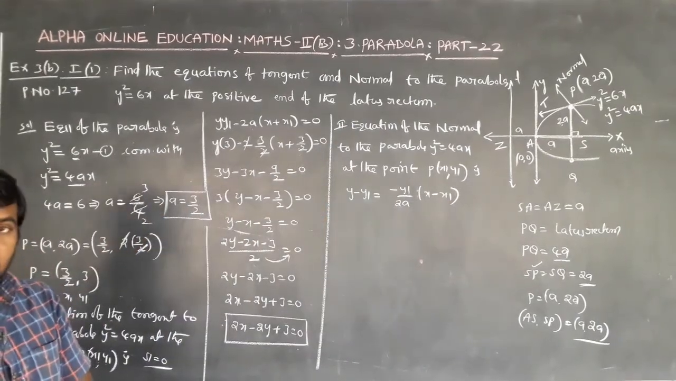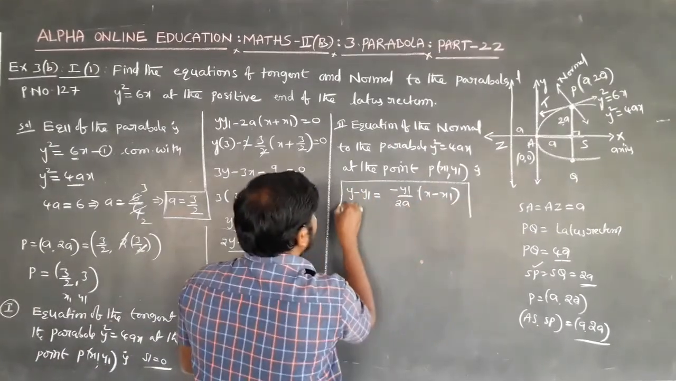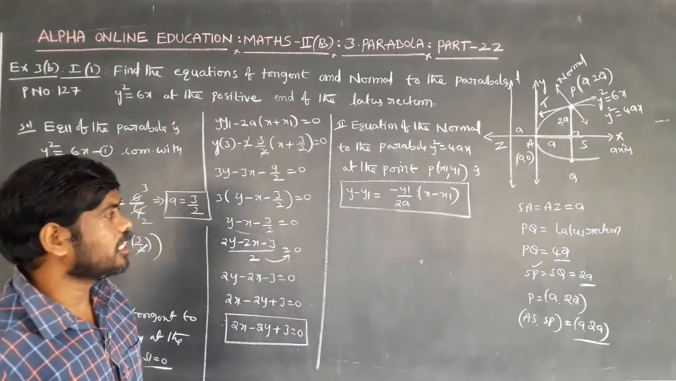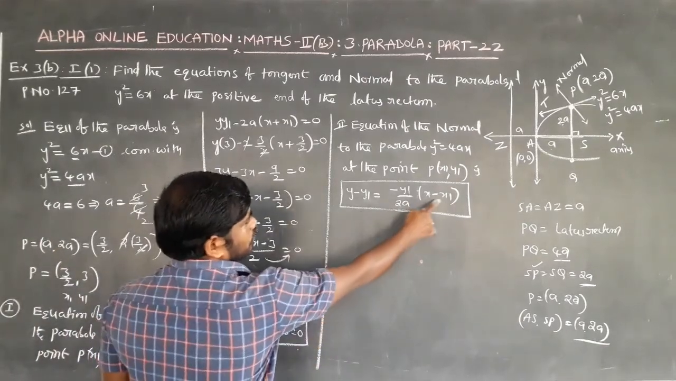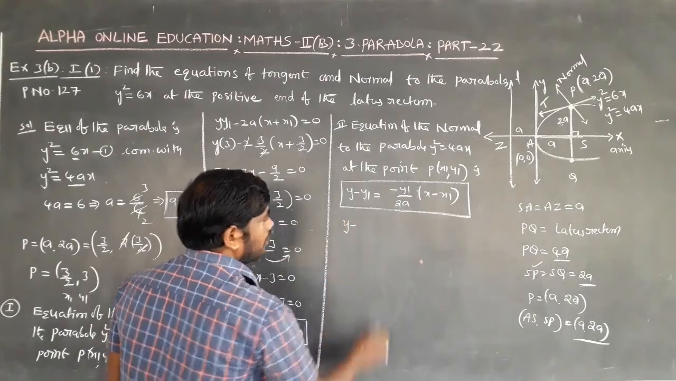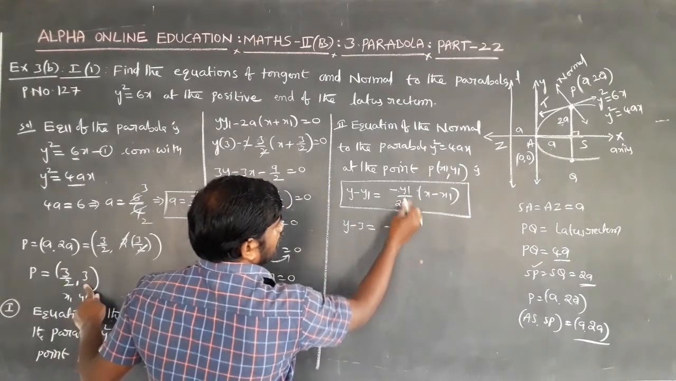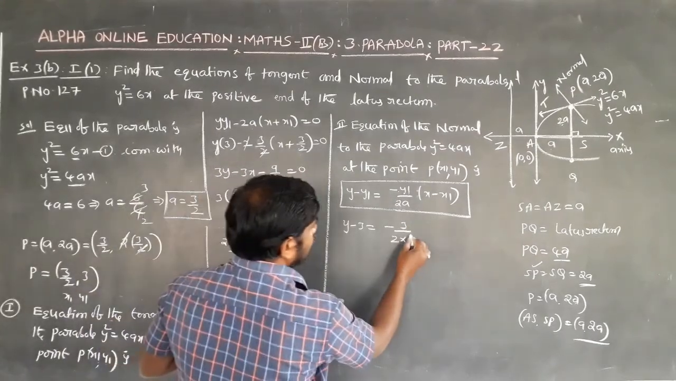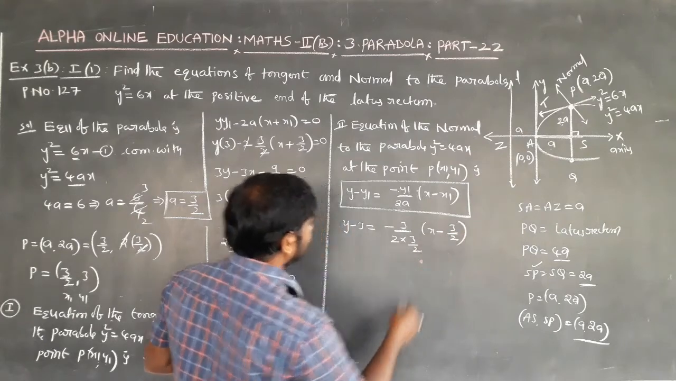This is the equation of the normal to the parabola y square is equal to 4ax at the point P(x1, y1). Substitute the x1, y1 and small a values: y minus y1, 3, equal to minus y1, 3 by 2 into x minus x1, a is equal to 3 by 2.